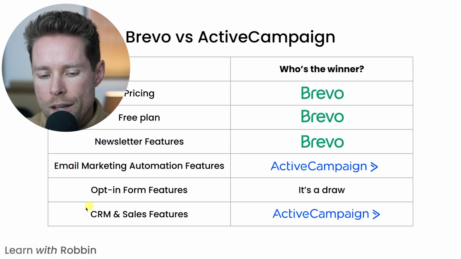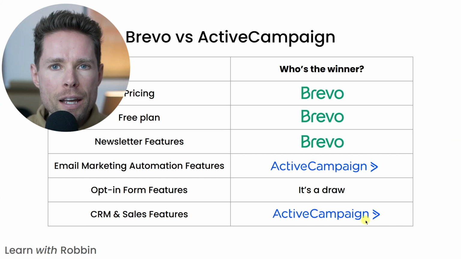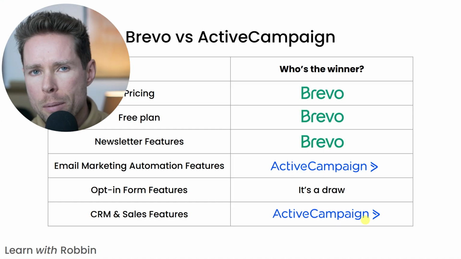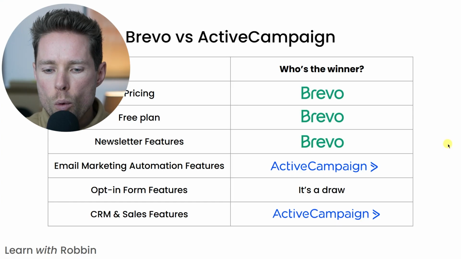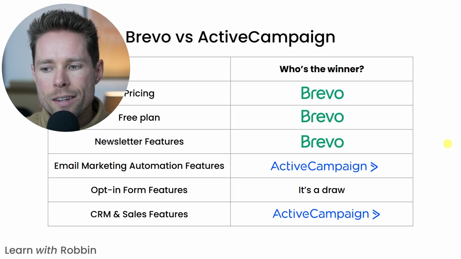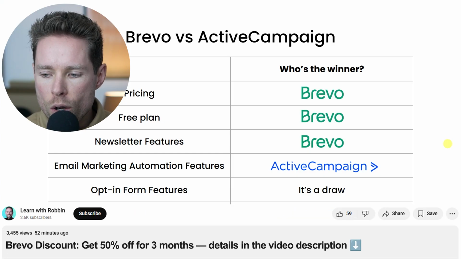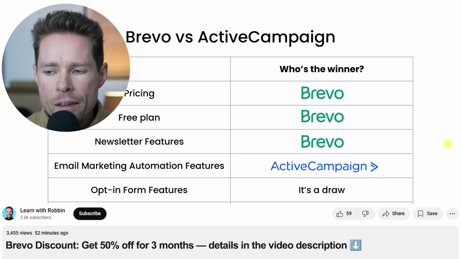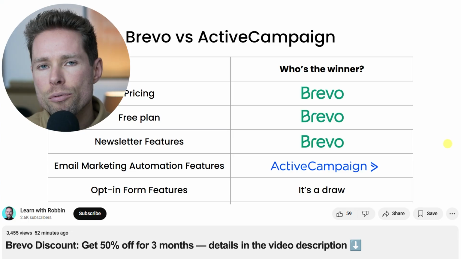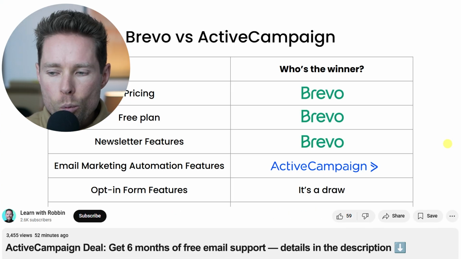So what's the bottom line for CRM and sales features? Brevo can't match ActiveCampaign's range and flexibility. ActiveCampaign simply provides more triggers, more actions. So should you go with ActiveCampaign or Brevo, it entirely depends on your needs and your situation and your business. But my recommendation is to sign up for ActiveCampaign, the 14-day free trial. And Brevo also has a free plan, so you can test out their features and see what works best for your business.